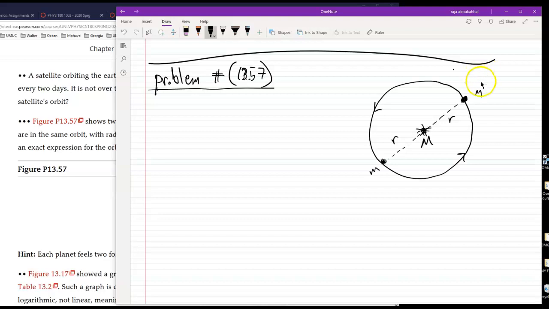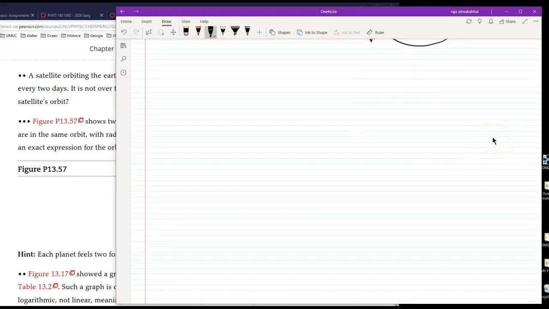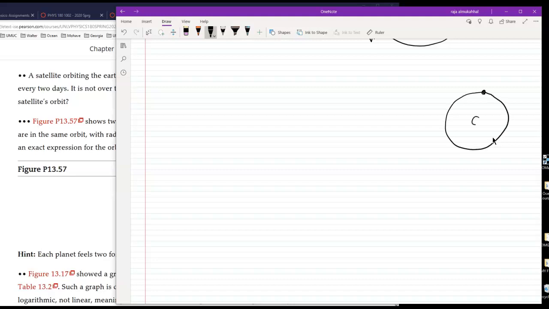Okay. So he said, find an expression for the period. Well, let me refresh your memory. How do I find an expression for the period? Let's go back to the circular orbit of the Earth around the Sun, for example. Here is the R right here. Here's the Sun, big M, small m. So how do I find it? Well, we know that the velocity is 2 pi r over the period, right?